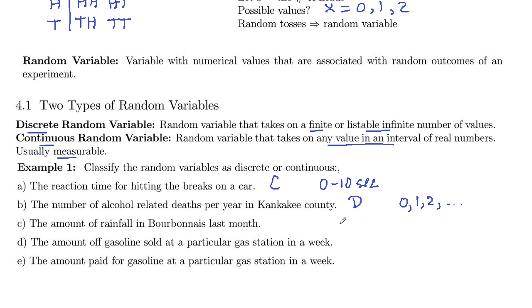Rainfall in Bourbonnais last month. That could be anywhere from 0 to, say, 20 inches. That's measured with a ruler, so that's going to be continuous.